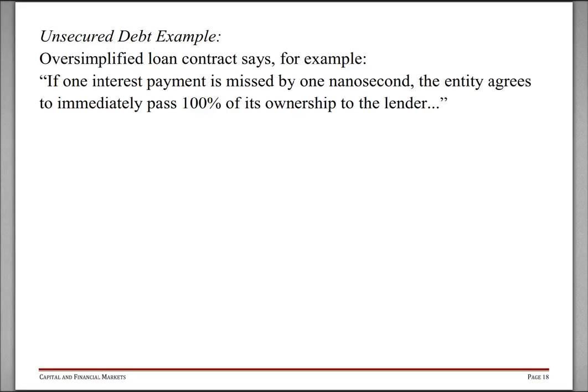Here's a very simple example. A loan contract could say something like, if one interest payment is missed by 1 nanosecond, the entity agrees to immediately pass 100% of its ownership to the lender.